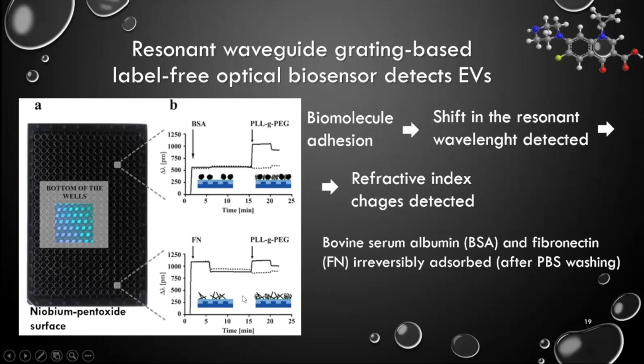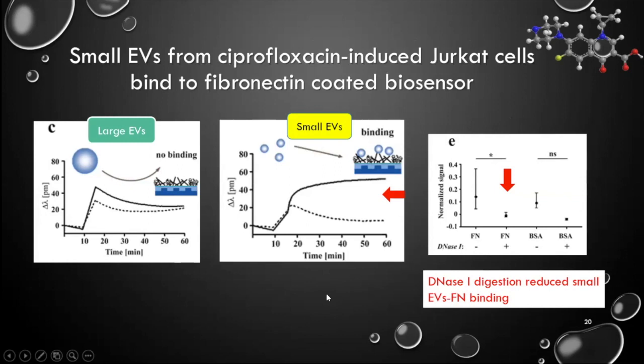So in picture B, you could see the experiment with the serum albumin and fibronectin coating of this biosensor. When those two solutions were added, it made a stable line. So the coating did happen, and even after the PBS washing, the signal was still stable, which suggests that it was irreversible adsorption of those two components. So they coated the biosensor with the fibronectin and serum albumin.